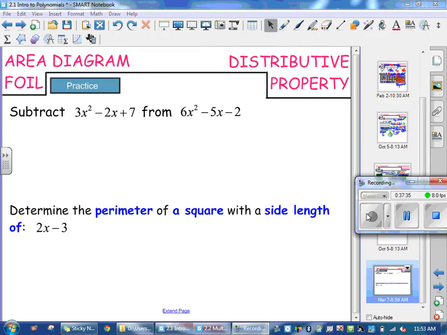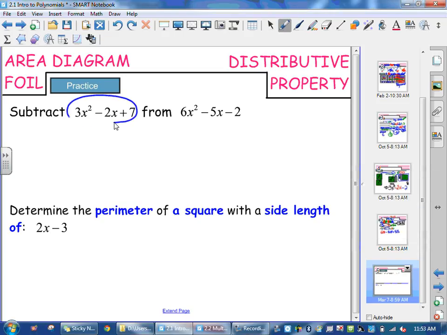Now we're going to subtract. It says subtract this one from that one, so we're going to write it like this. Subtract, and you put it in a bracket: 3x squared minus 2x plus 7.